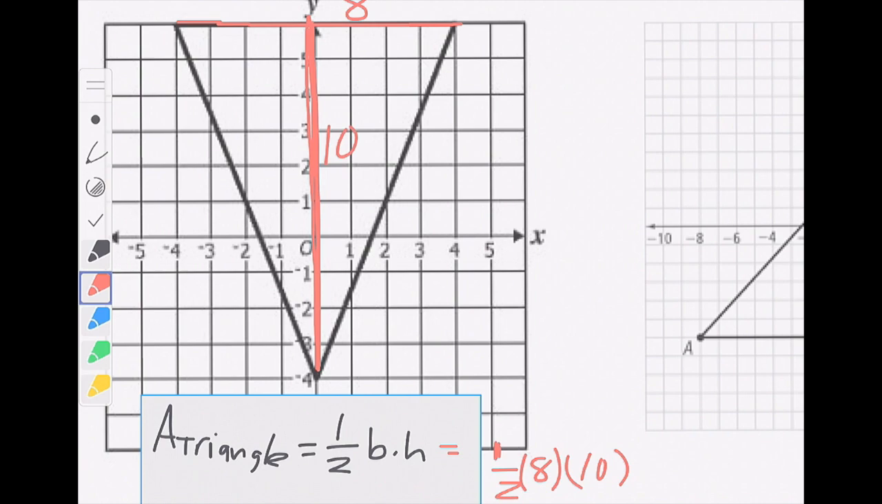So it'd be 1/2 of 8 times 10, or 1/2 of 80. So there would be 40 squares inside that shape. And if you wanted to try to start counting them, you could.